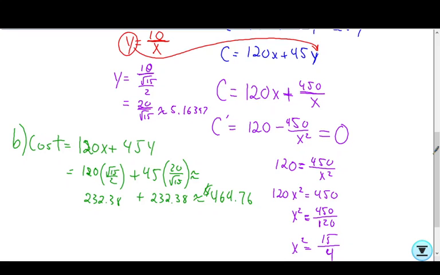So we see a lot of this happen in our optimization. So just remember, you're finding your primary, you're finding your secondary, you're using your secondary to limit our primary and get it in terms of one variable, take the derivative, set it equal to 0, and then answer the question that they've given us.